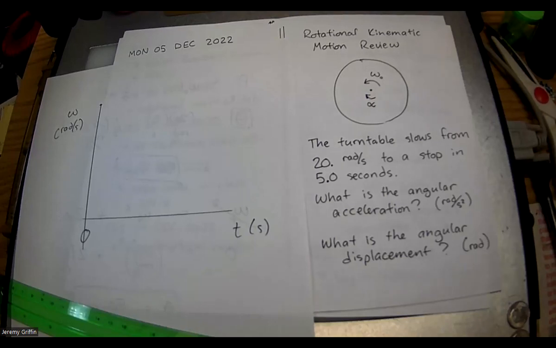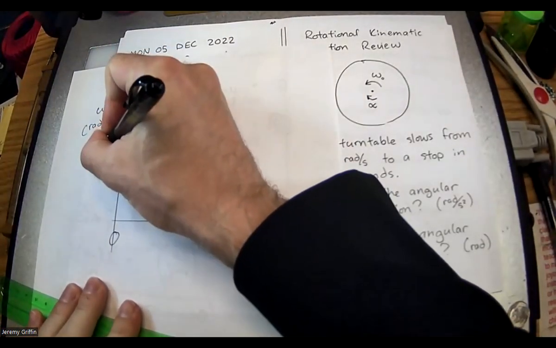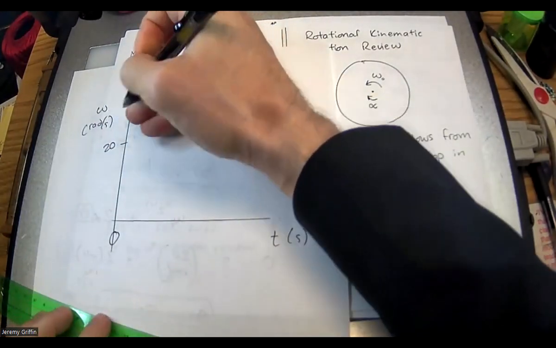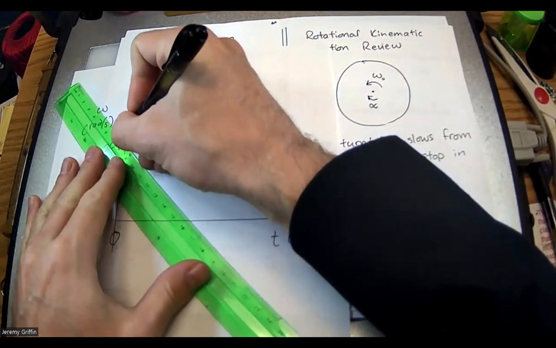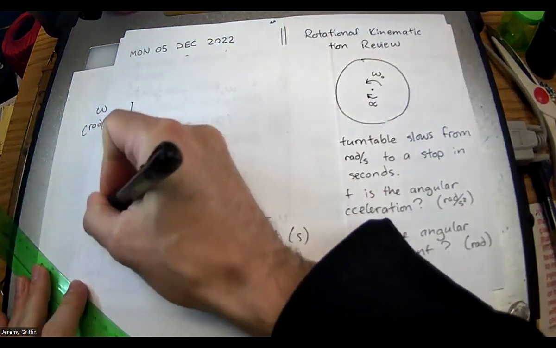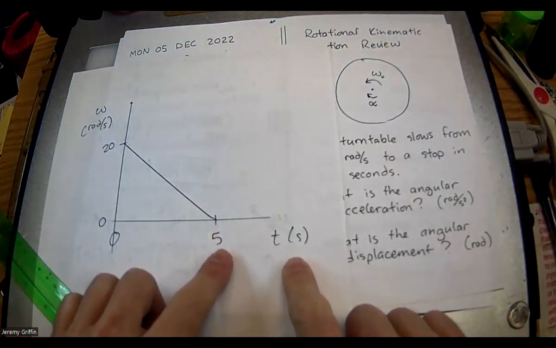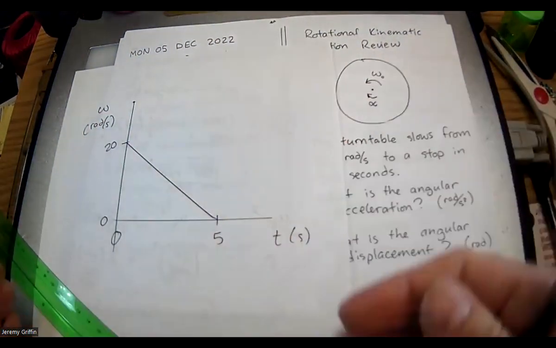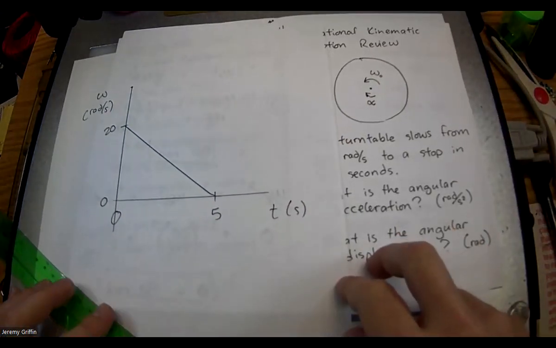All right. So you guys said it starts at 20 radians per second, and then it slows down to 0 radians per second. And it does that in 5 seconds. Okay? And it slows down uniformly. That's why it's a straight line like that. It's kind of like a triangle shape.